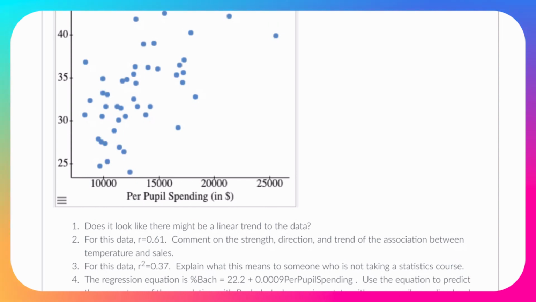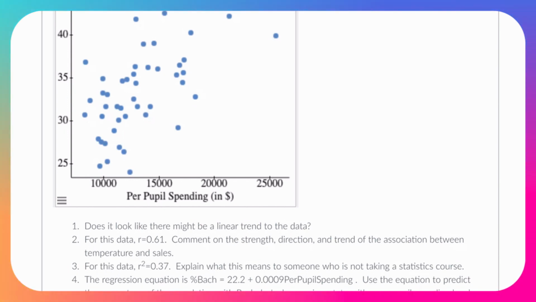All right. So the first question, does it look like there might be a linear trend to the data? Can you sense that if you put your pencil across the dots that they would hover around your pencil line? For this data, I give you the R value. You're supposed to comment on the strength, direction, and trend of the association. So strength, weak or strong, or very strong, sort of strong. You know, we have a little chart to help us do that. Direction, is it positive or negative? And trend, the only trends that we're studying in our class are linear trends. So the trend will always be linear.